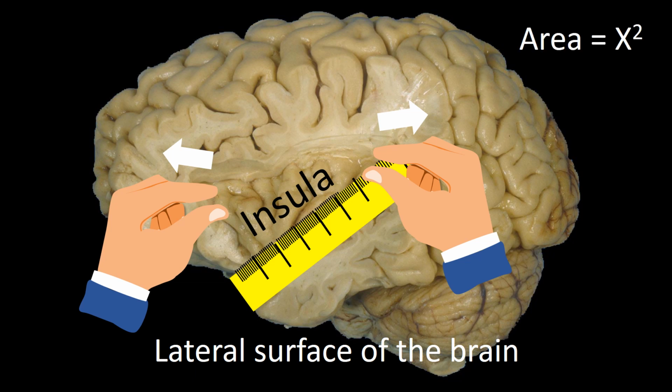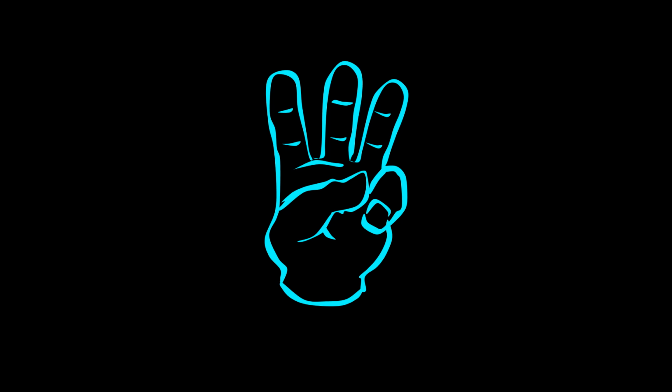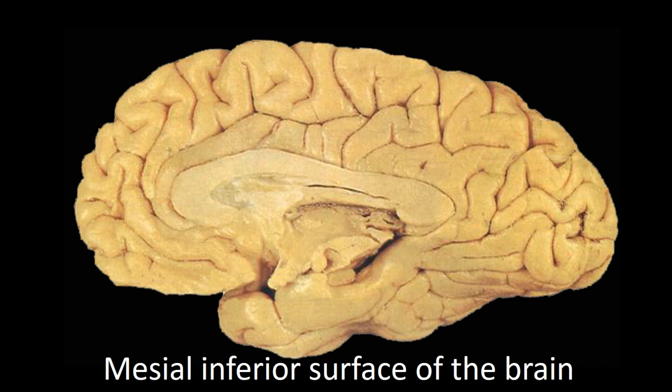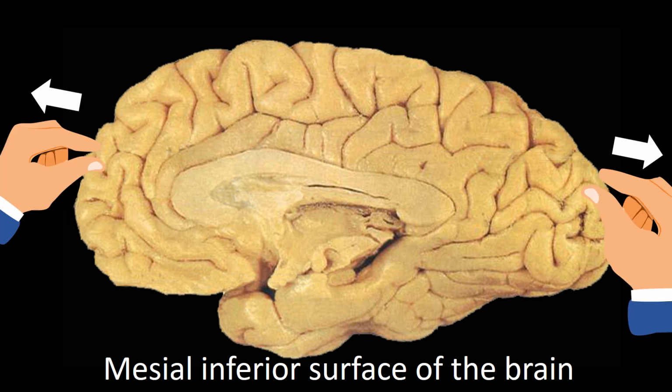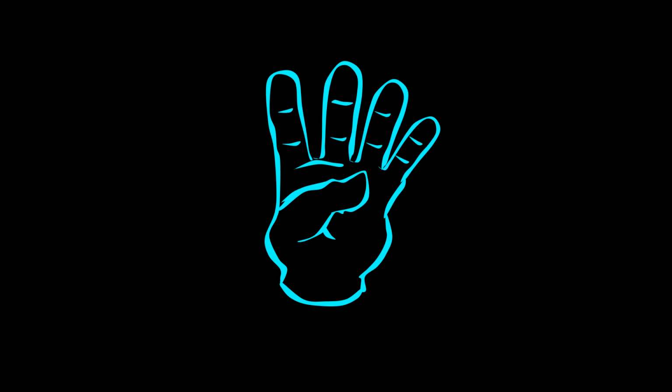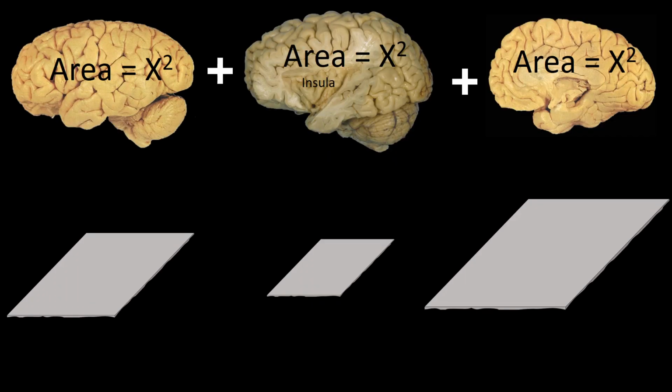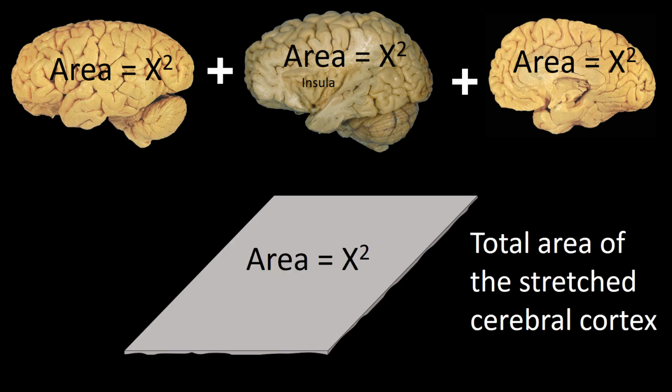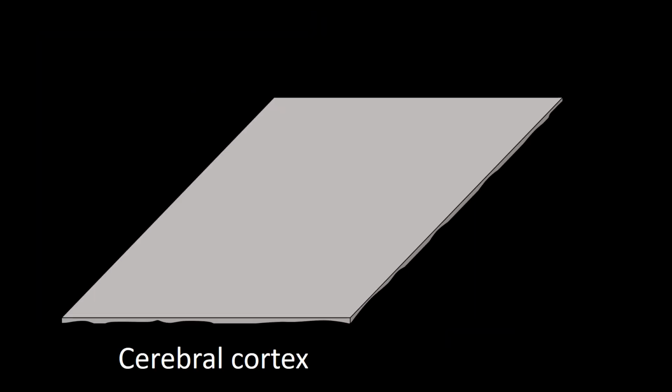The third step we must take to find the area of the cerebral cortex is to go to the mesial inferior surface of the brain, making sure we include the inferior surface of the frontal lobe, and grabbing the whole mesial inferior surface by its most distant ends, stretch it, then measure it and find the area. The fourth and last step is to add all the surface areas to find the total area of the stretched cerebral cortex, which is represented in this frame.